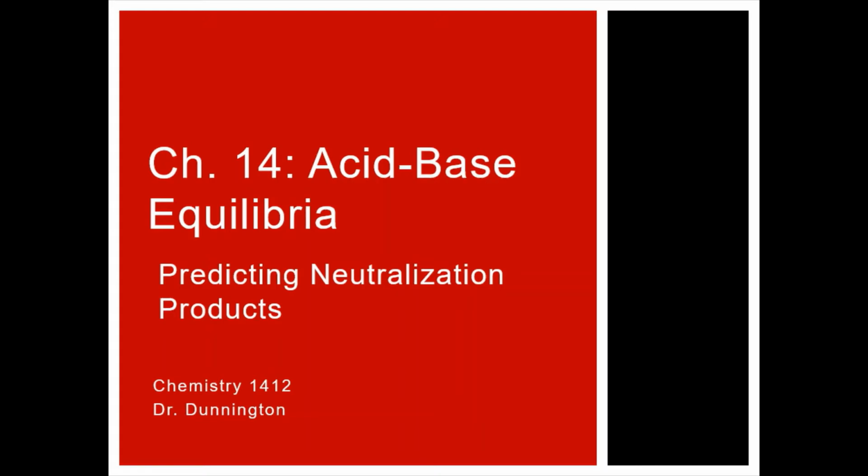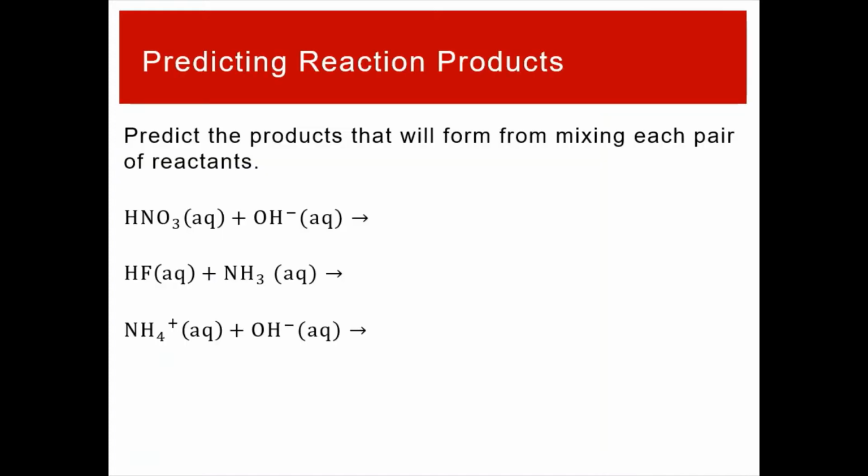Now we want to combine these ideas we have so far and put it all together in predicting neutralization products. We want to be able to predict the products that will form from mixing each pair of reactants. So I have HNO3, that's nitric acid, plus hydroxide, HF, hydrofluoric acid, plus ammonia, and then ammonium plus hydroxide. And for each of these, I would like to know what the products are going to be.